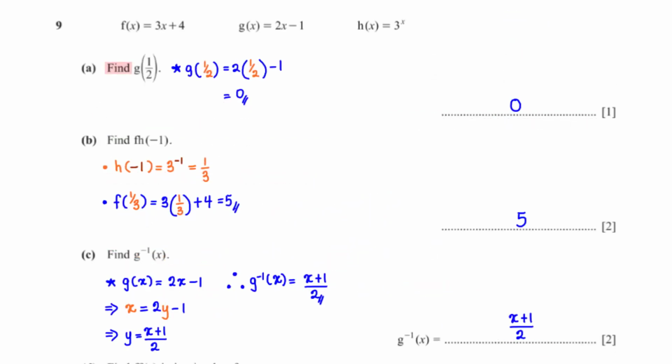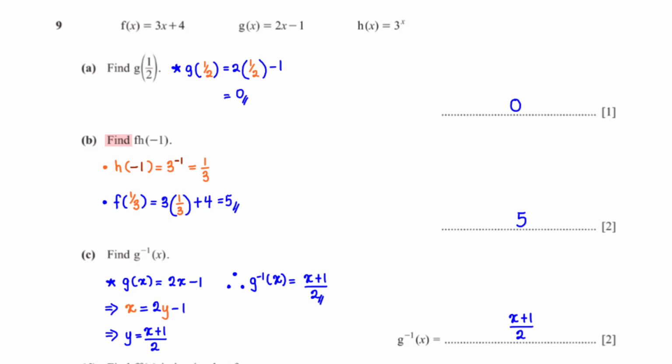Find g of 1/2. To get g of 1/2, we replace x in g of x with 1/2. So we have 2 times 1/2 minus 1, which is equal to 0.